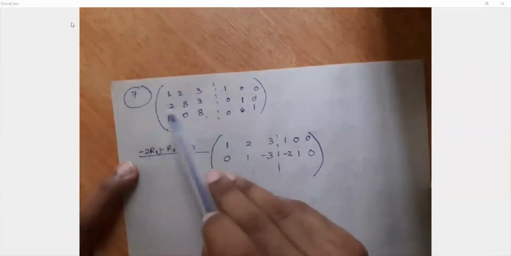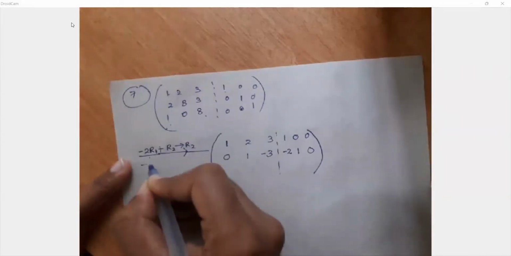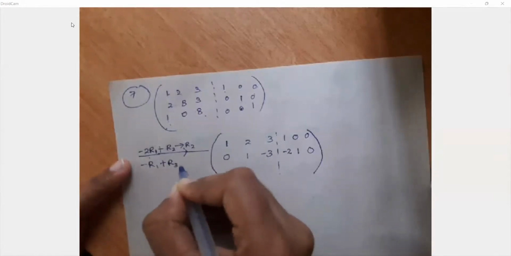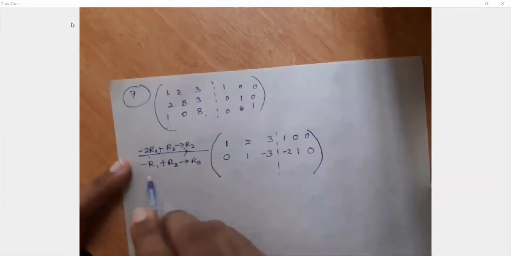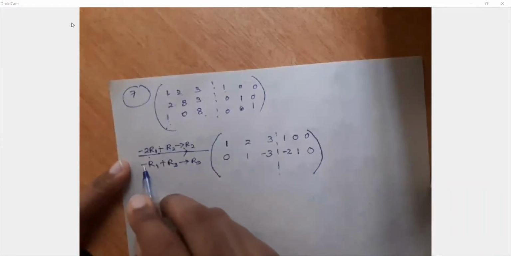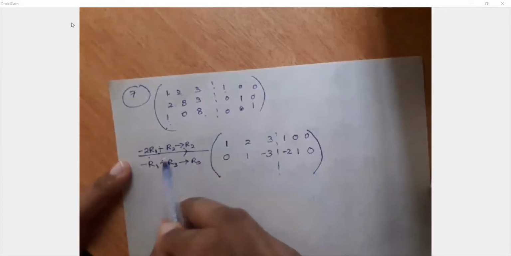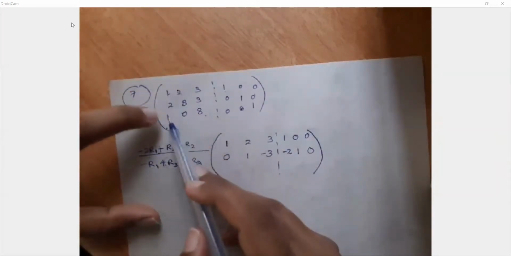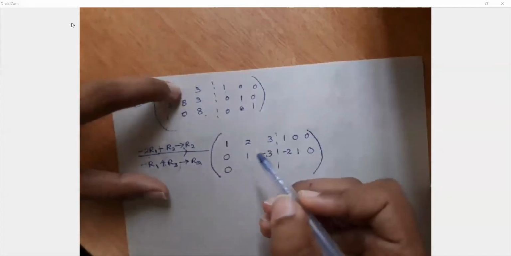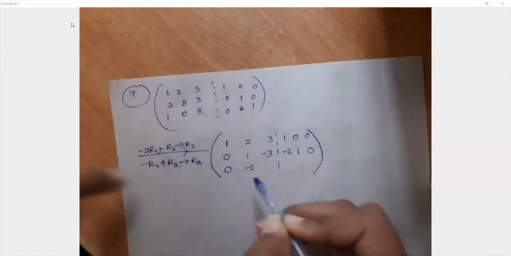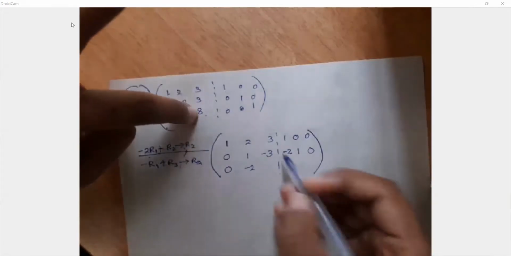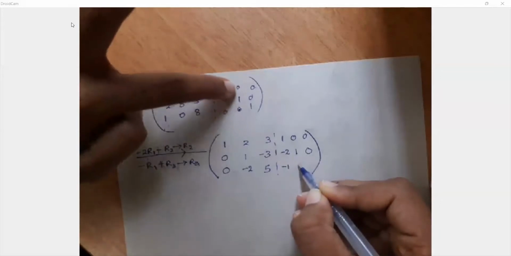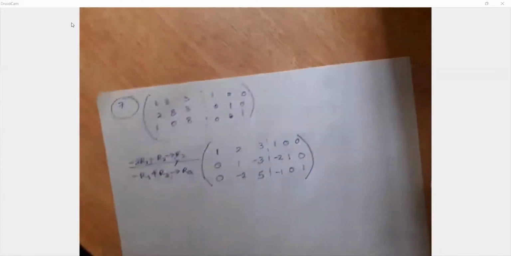Now I want to make this one also 0, but I can't use R2 because R2 is changing. What I can do is multiply R1 by minus 1 and add it to R3 and put the answer in R3, not in R1, because R1 is being multiplied by a scalar. So in R3, minus 1 into 1, minus 1, 0. Minus 2 plus 0, minus 2. Minus 3 plus 8, 5. Minus 1 plus 0, minus 1. Minus 0, 0. Here, 1.